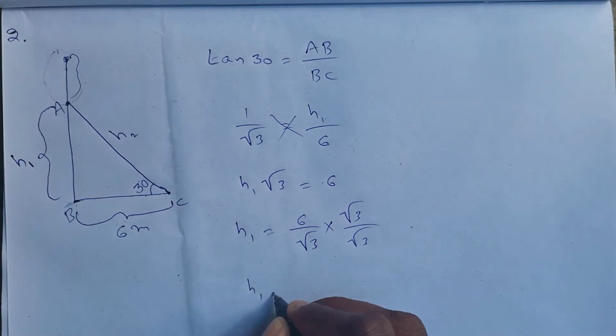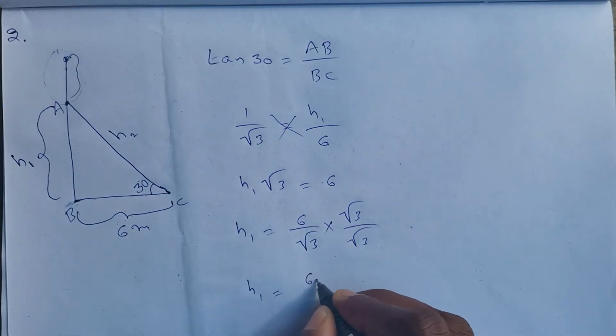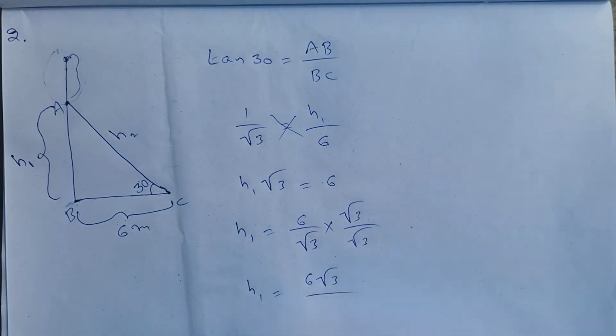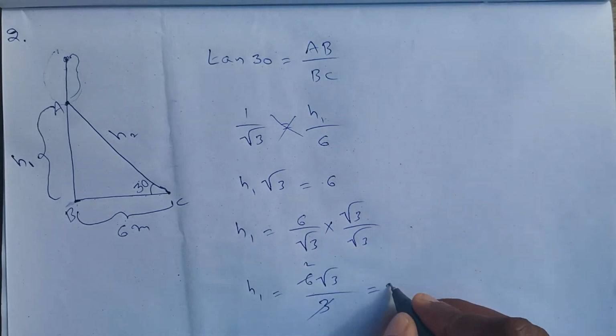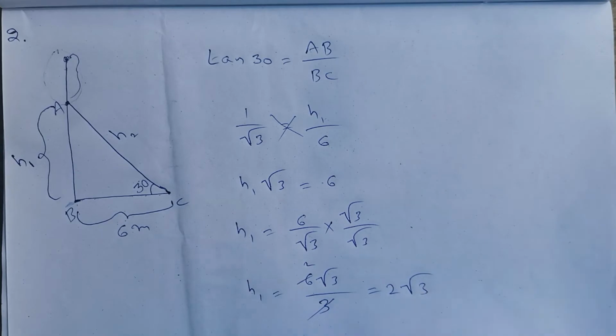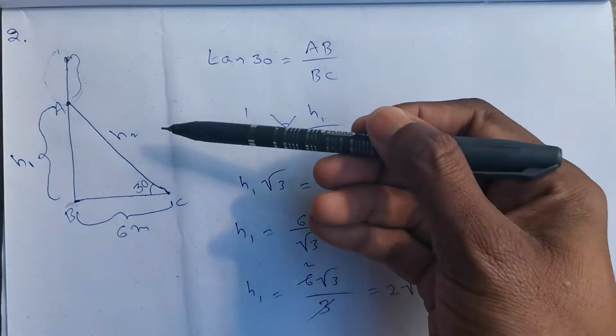So H1 is equal to 6 into root 3, 6 root 3 divided by root 3 into root 3. It is 3. So 3 ones are 3, 3 twos are 6. So H1 is 2 root 3. Okay, now we need to find this H2.